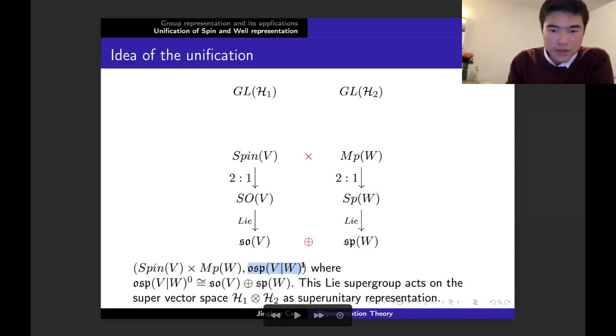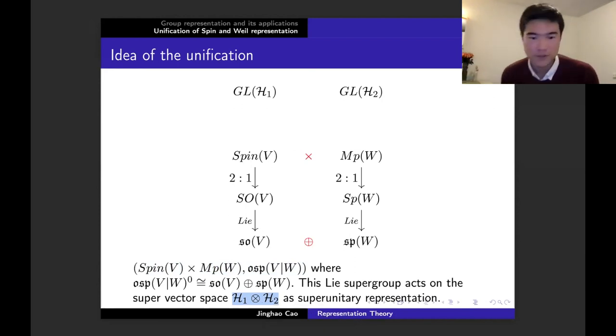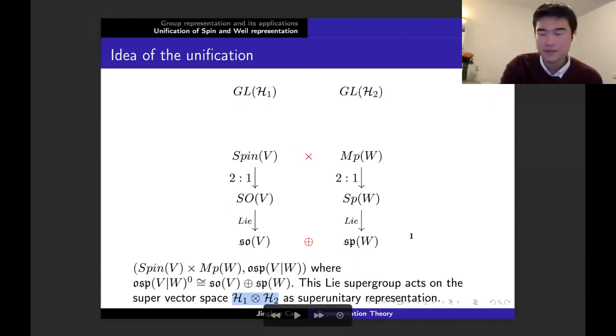because this algebra here is called the orthosymplectic super Lie algebra. Its even part is isomorphic to the Lie algebra of the product. And as a final statement, I know there is a lot of super in here, but they are all necessary. So this Lie supergroup that we defined here acts on the super vector space H1 tensor H2 as a super unitary representation. And that's basically it, what I tried to show in my bachelor thesis. That's all. Thank you very much for your attention. Do you guys have any questions?